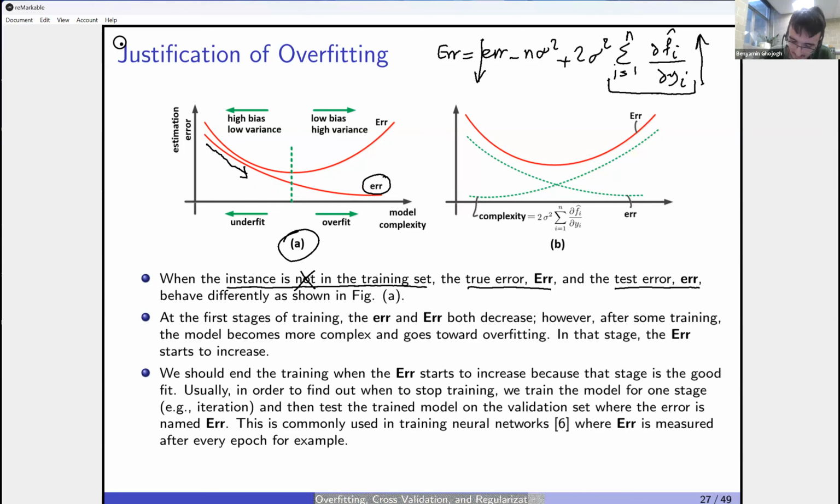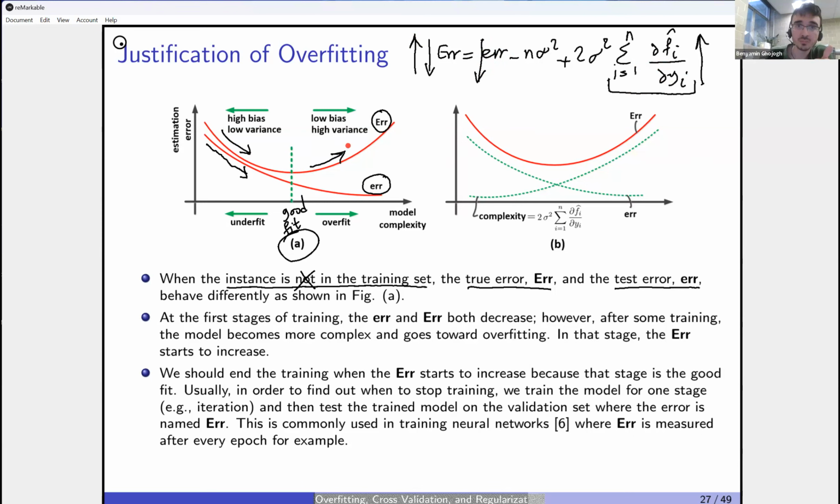Okay. At some point, when you are reducing error, although you are increasing complexity, the impact of reducing error is more than the impact of increasing complexity. Therefore, the true error also goes down, until we reach some point which is a good fit. This is the good fit, right? After that good fit, the increase of complexity dominates the reduction of empirical error. Therefore, the true error goes up.